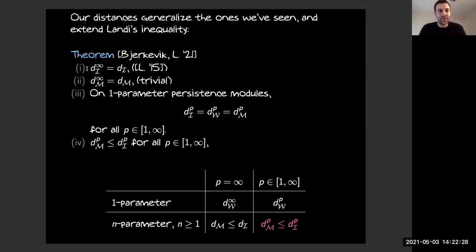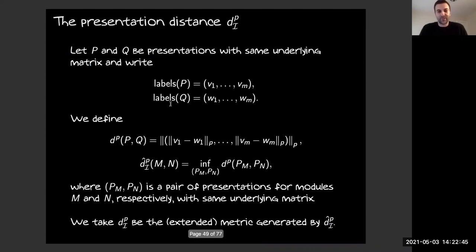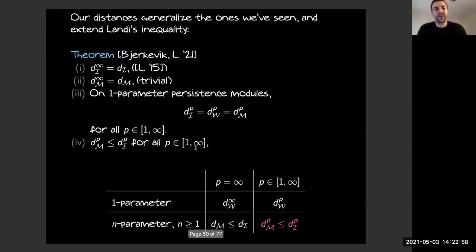So first, part 1 says that in the p equals infinity case, our presentation distance is equal to the interleaving distance. Actually, this result isn't new. It was proven in more generality in my thesis work. And so already, all of this story appears in the p equals infinity case, except for taking the extended metric generated by the distance. That appears in this earlier work.